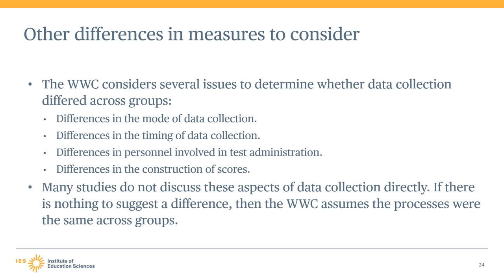Differences in the personnel involved in test administration and differences in the procedures used to construct scores could also influence the results. Each of these examples leads us to question whether the estimated impacts are due to the intervention or simply due to differences in the measurement of the outcomes. Now, some studies may not directly discuss these aspects of outcome measurement. So, if there is nothing in a study that suggests different data collection procedures across groups, then the WWC assumes that the processes were the same across groups.